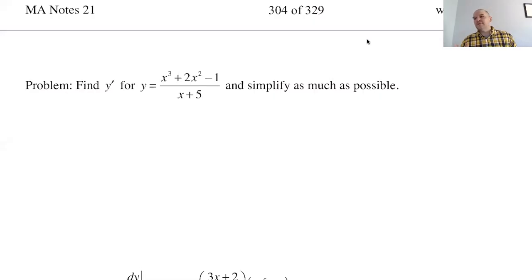All right, I'm back. We're on page 305 in the notes, and we know the product rule, we know the quotient rule, we know the power rule, sum and difference rule, constant multiple rule. We know the limit definition of the derivative. We know a lot of things.